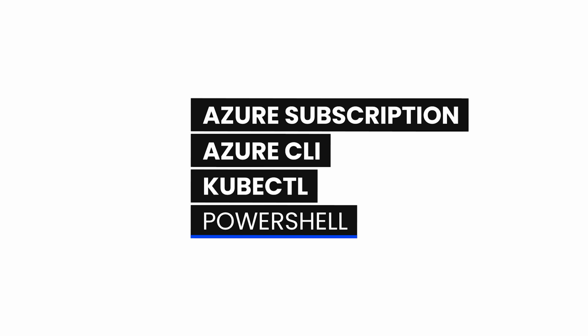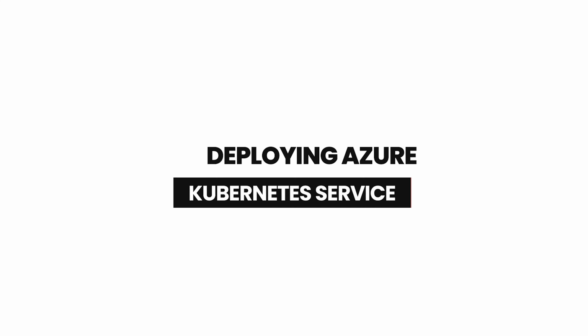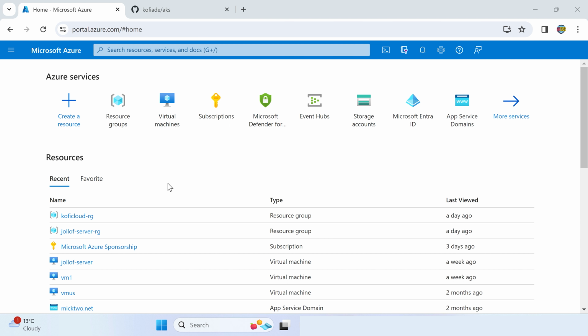Now, let's go ahead and create an AKS cluster. I'll walk you through the steps. Alright, so let's start by going to portal.azure.com. Once you're in the portal, we're first going to create the resource group for our Kubernetes services.